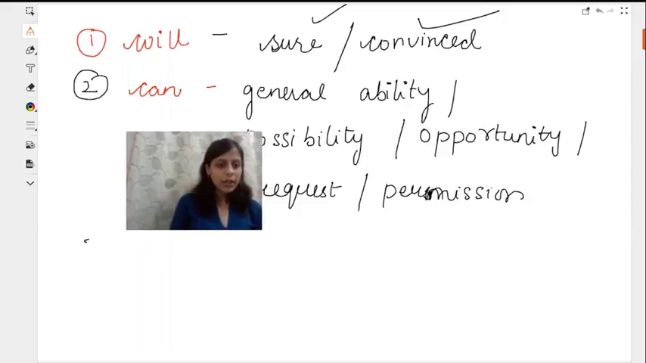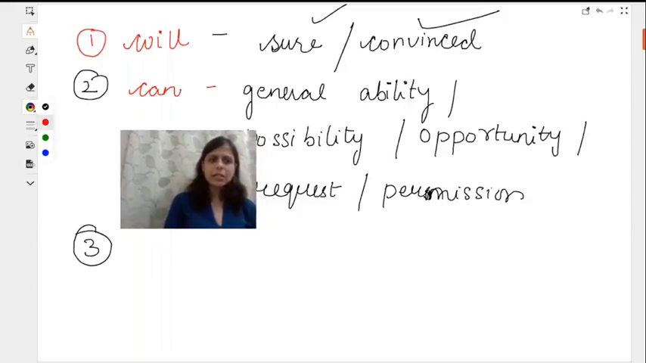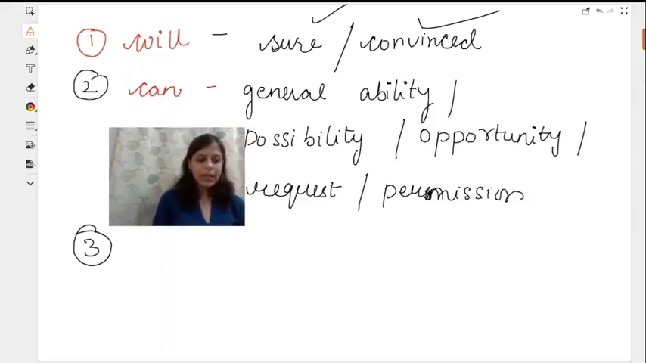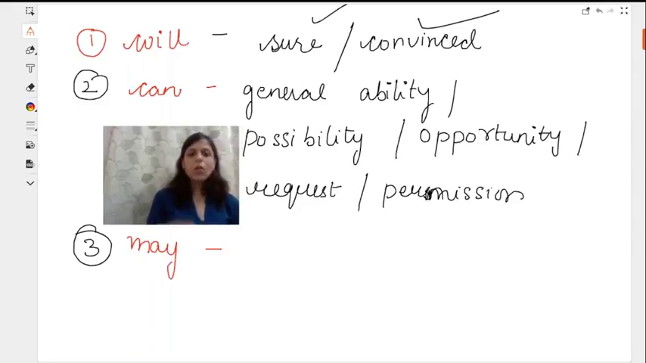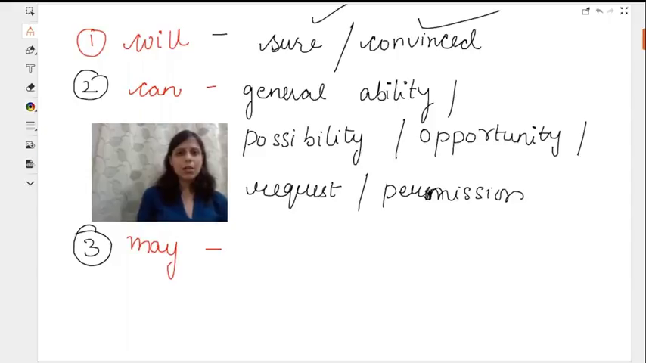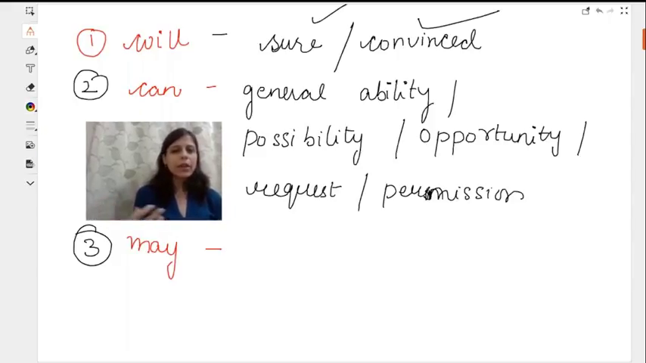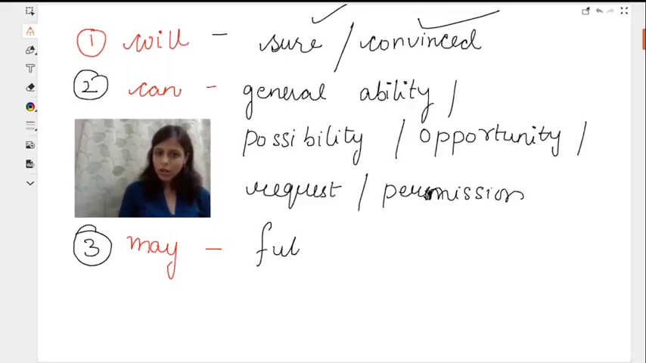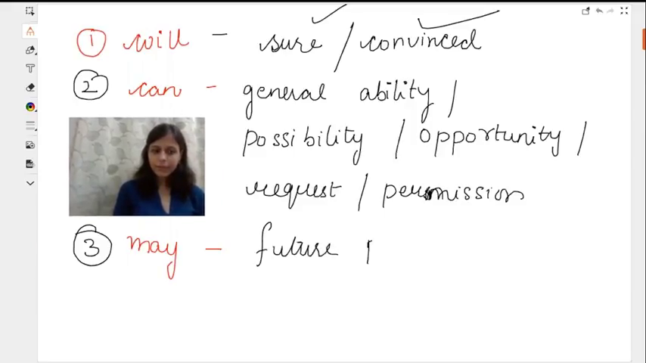The third important case, I'll study every modal with you case by case. The third modal is may. Now, where do I use may? Let's say the word very much states a lot. For example, I have something coming up in the future, so I have a future possibility.